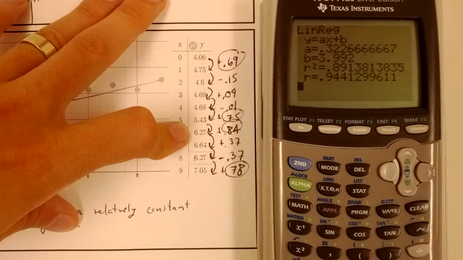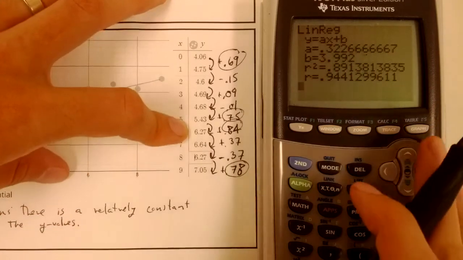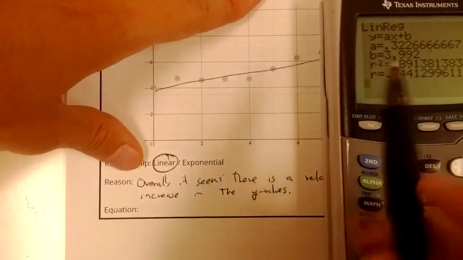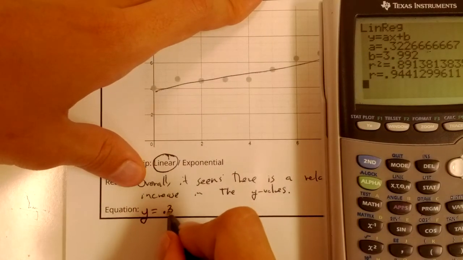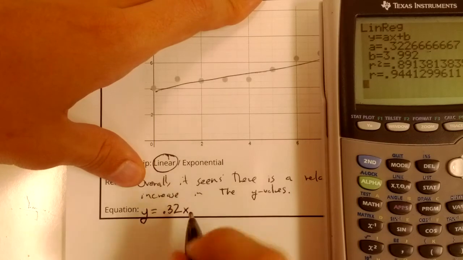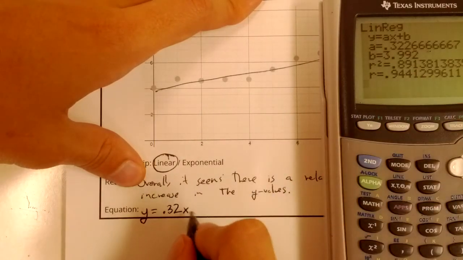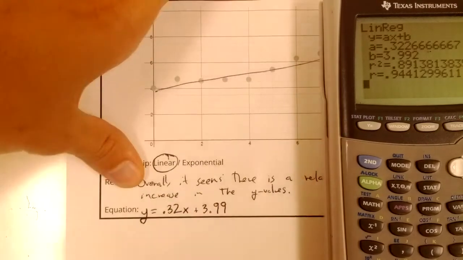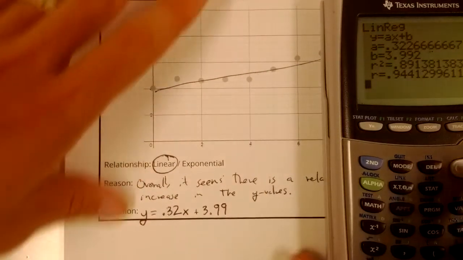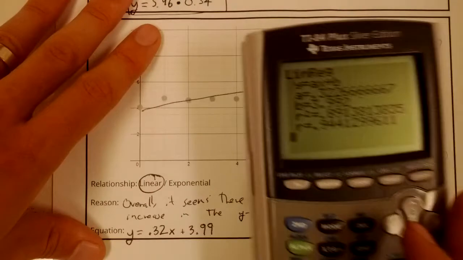Hit enter. All right. Now this time we have y equals ax plus b, and it gives us an equation of 0.32 x plus about 3.99. All right, now let's look at that, interpret it for this picture.